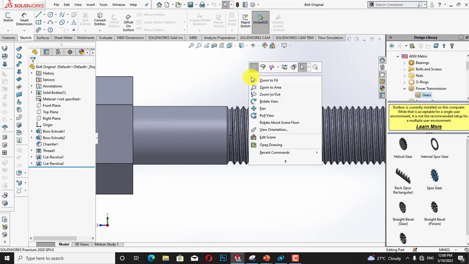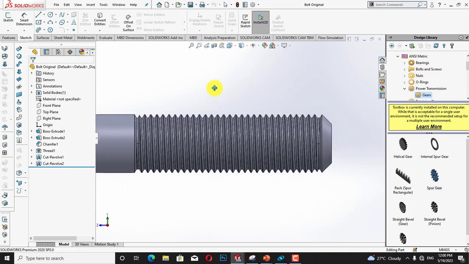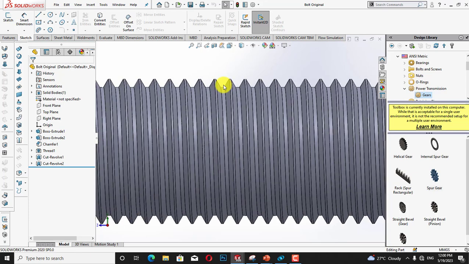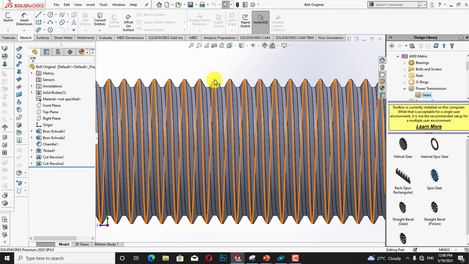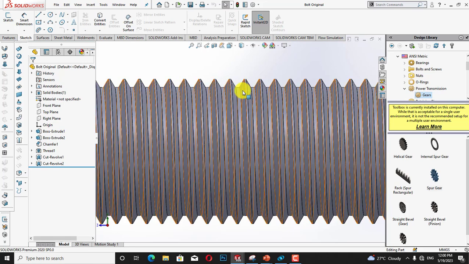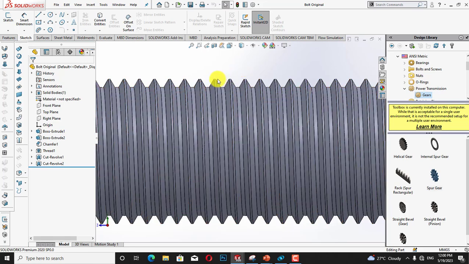Now we will discuss the pitch of the bolt. Pitch of bolt is the distance between two adjacent crests or two adjacent troughs, and we saw in our slides that the pitch was 1.25 mm.